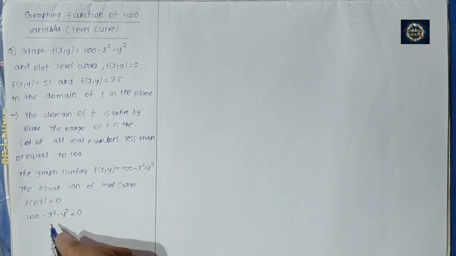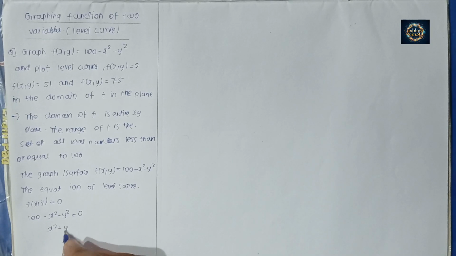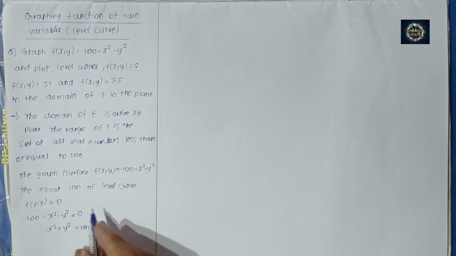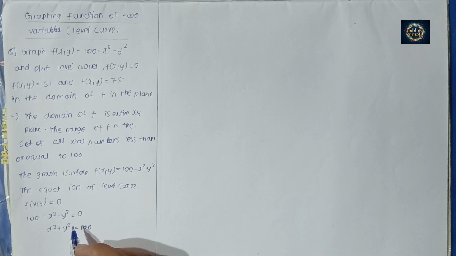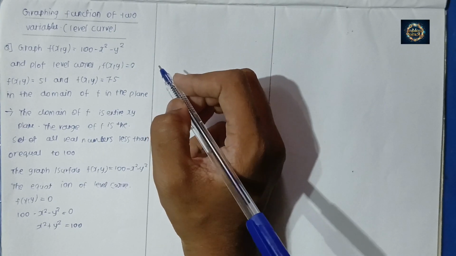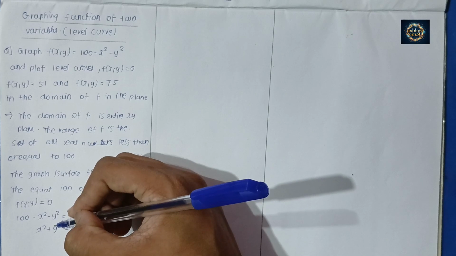When we simplify, if we take the x square and y square to that side, the equation will be x square plus y square equal to 100. So this is the equation of the level curve at f of x comma y equal to 0. Here we need to plot this level curve in the graph.